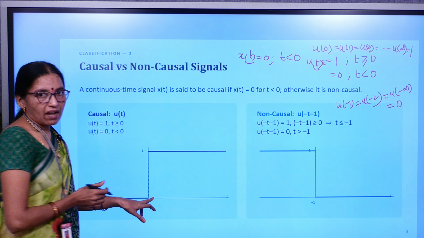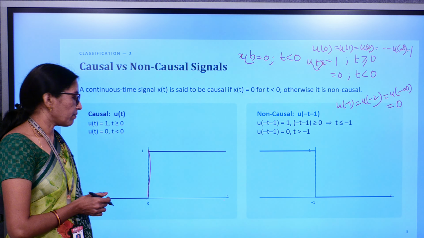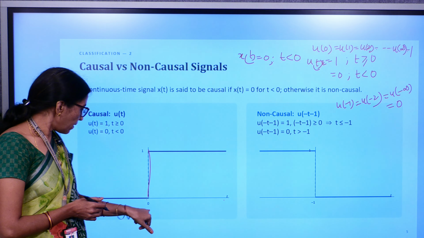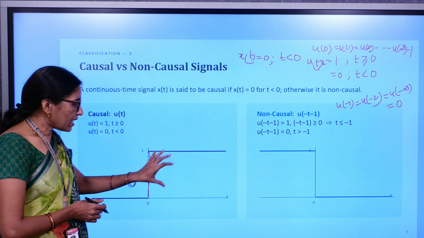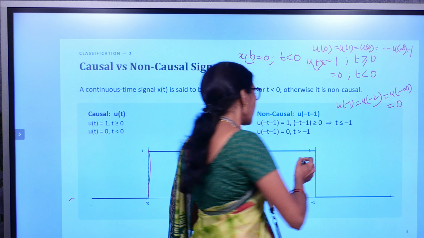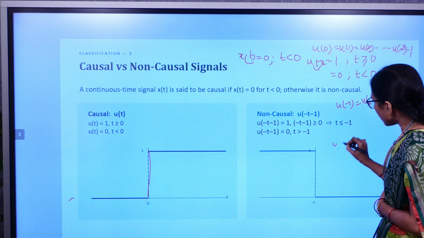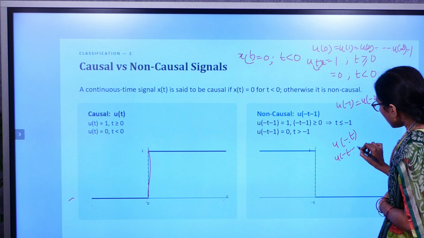Let us see its graphical representation. 0 to infinite interval, its value is unity. Minus infinity to 0 interval, its value is 0. So signal exists only for positive values. And let us see about non-causal signal. Non-causal signal best example: u of minus t or u of minus t minus 1.